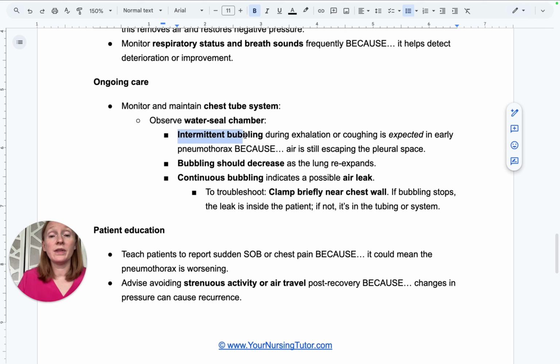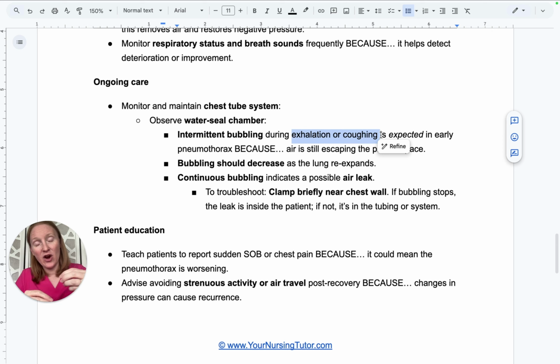For example, with intermittent bubbling, we expect to see that when there's a pneumothorax because there is a hole in the lungs. There is air escaping out of the chest tube, bubbling up through the water. But it's only going to do that when you are exhaling or coughing, because when those lungs are being squeezed like an accordion, that's when the air is going to leak out of the hole that's not supposed to be there. And now it's going to travel through the chest tube and out through the water seal. And what happens when air goes through water? It makes bubbles. But when you inhale, no air is being pushed out, so you should have no bubbles. Intermittent means it comes and it goes.